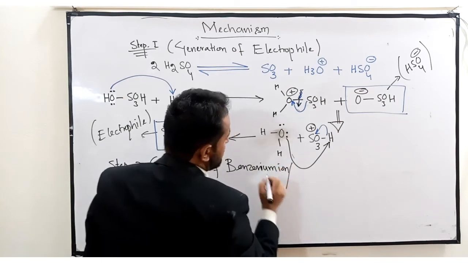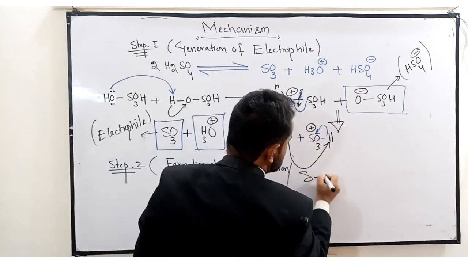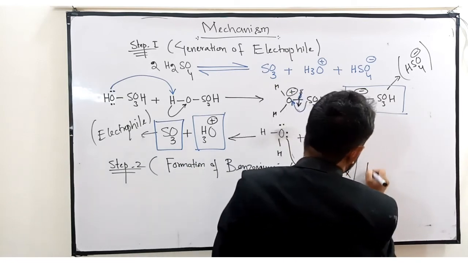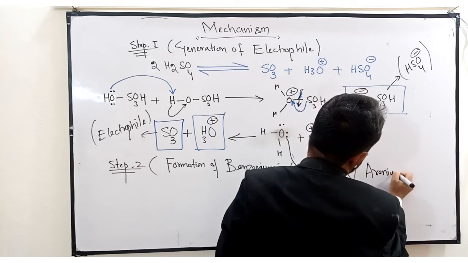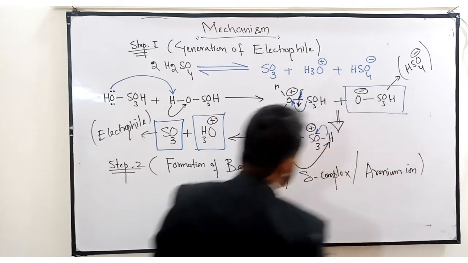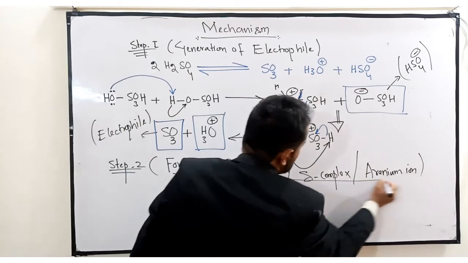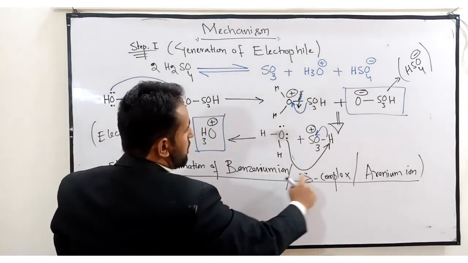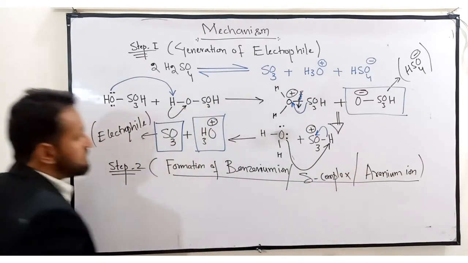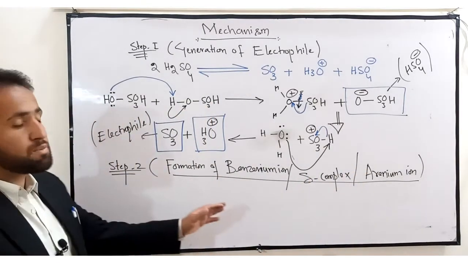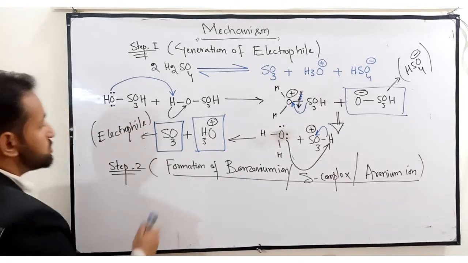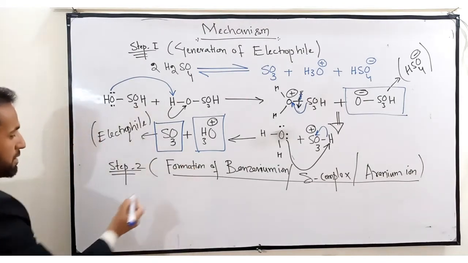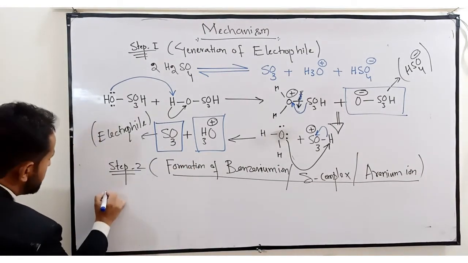Formation of benzenium ion or sigma complex, formation of sigma complex or formation of arynium ion. This is step number 2, which has different names: formation of the benzenium ion, formation of the sigma complex, formation of the arynium ion. We will explain the reason why step 2 is known as sigma complex or arynium ion or benzenium ion. It is very easy.